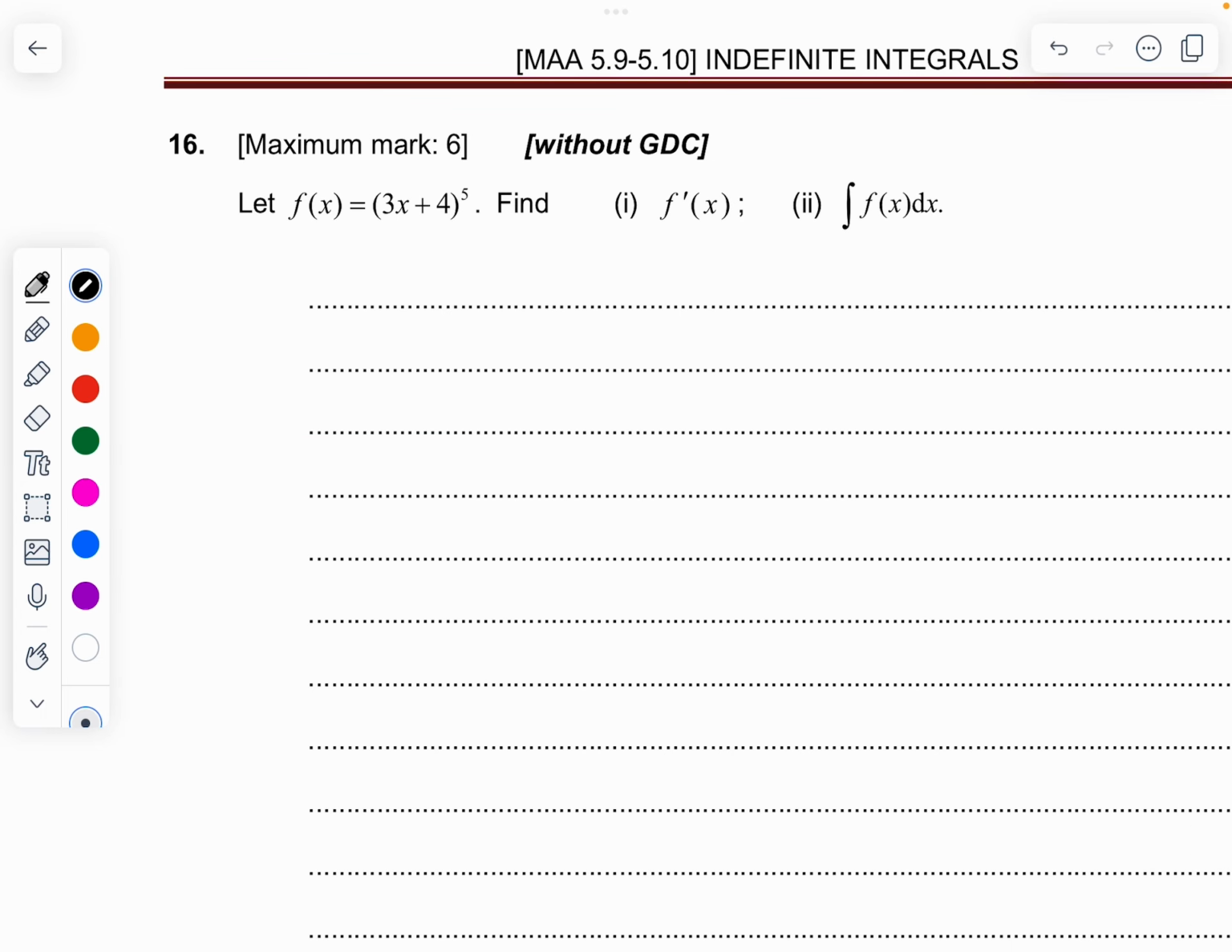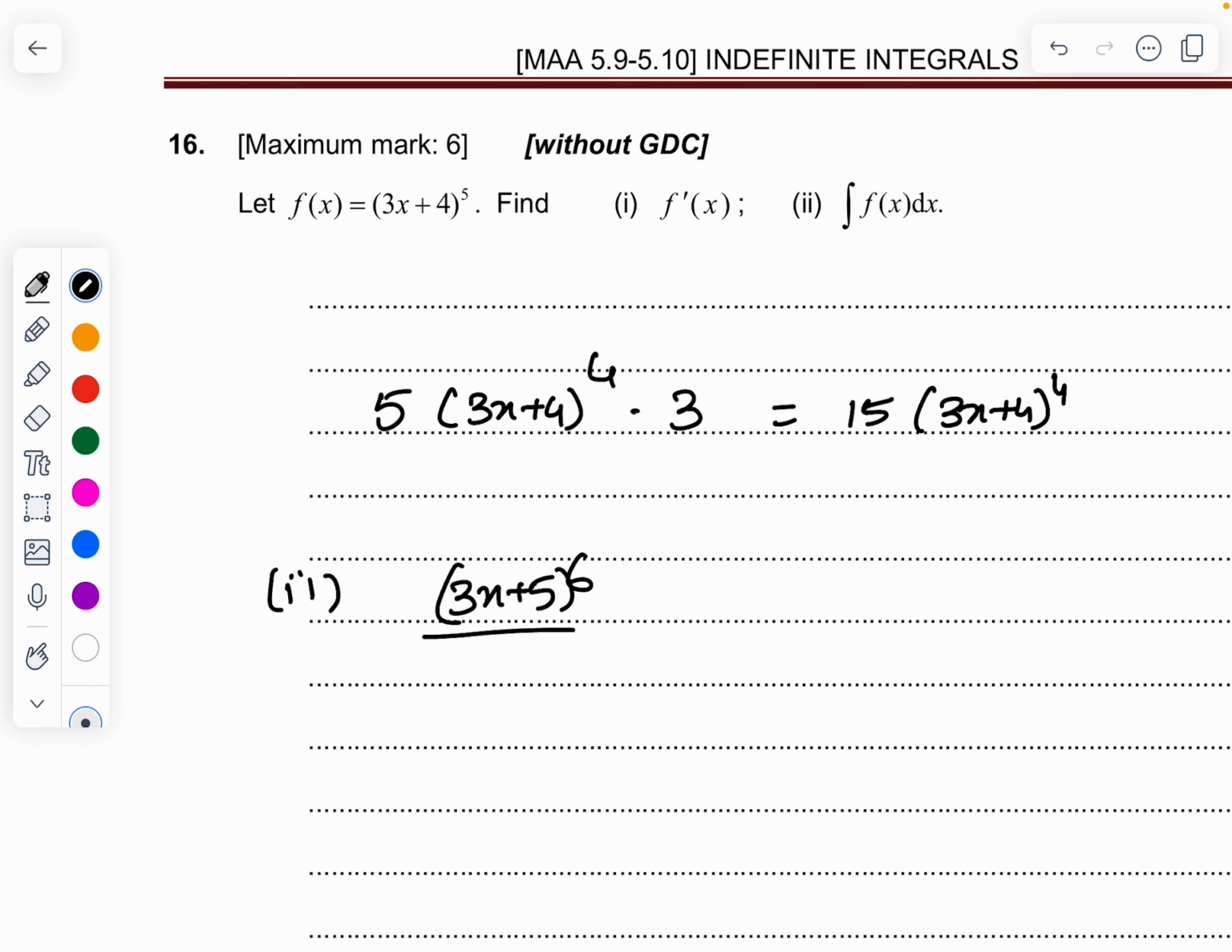Question number 16. F prime x will become 5 times 3x plus 4 whole to the power of 4 times 3, which is 15 times 3x plus 4 whole to the power of 4. Integral will become 3x plus 5 whole to the power of 6 upon 6 times 3 plus c.